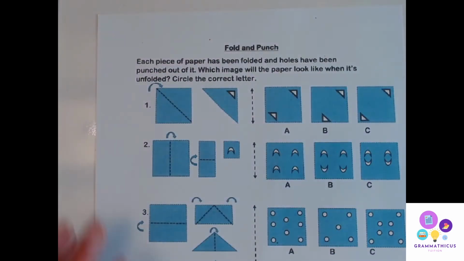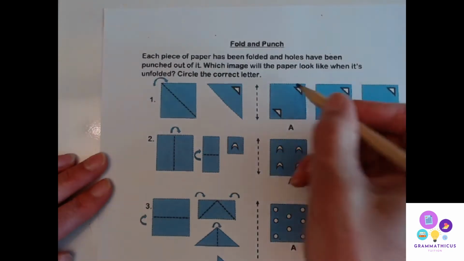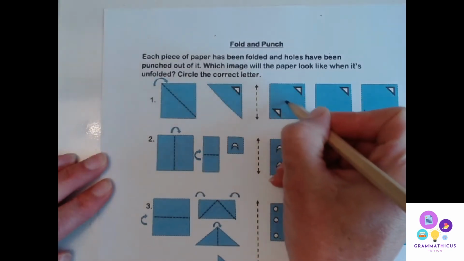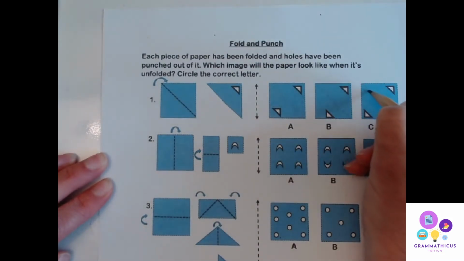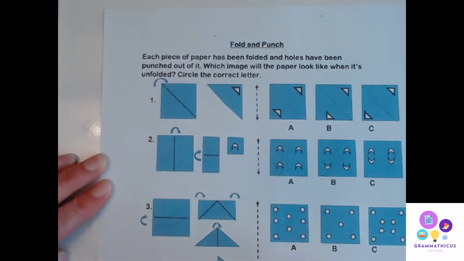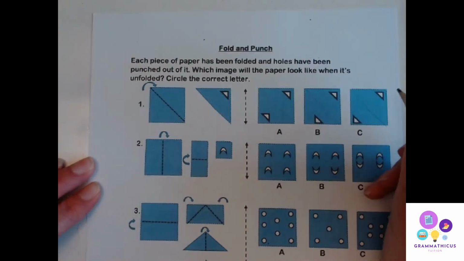So let's have a little look at the question. Let's think what this shape is going to look like when it's opened up. Well, first of all, what I'm going to do is draw in the fold line that's been carried out in this question, so we can see that fold line there. And I'm going to look at the position of each of these shapes in relation to the fold line.